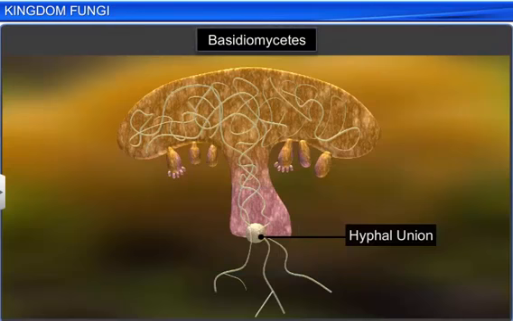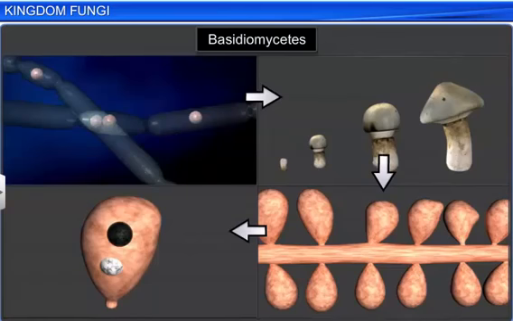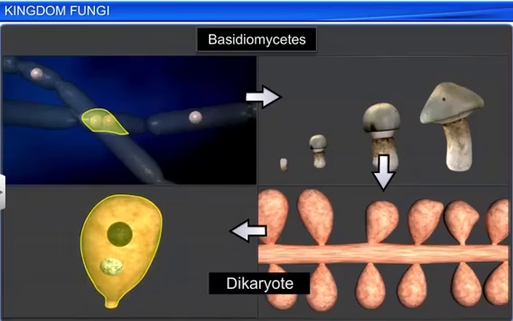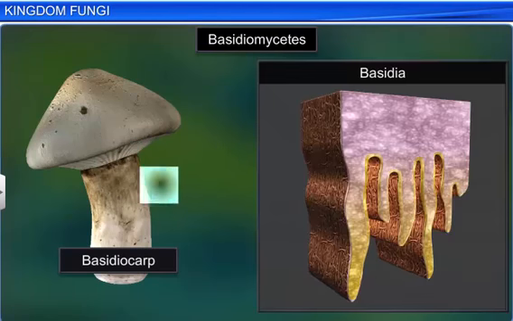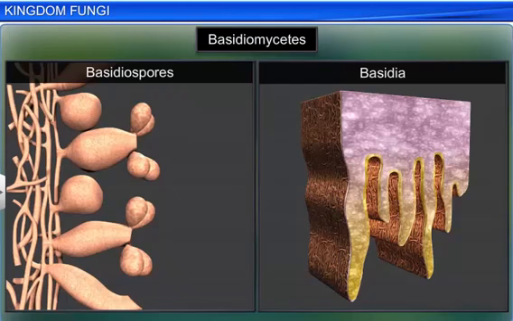Sexual reproduction in basidiomycetes takes place even in the absence of sex organs. In the plasmogamy stage, two somatic cells of different genotypes fuse to form a dikaryote. The dikaryotic mycelium gives rise to the fruiting body called the basidiocarp, on which basidia arise and produce basidiospores exogenously as a result of meiosis.